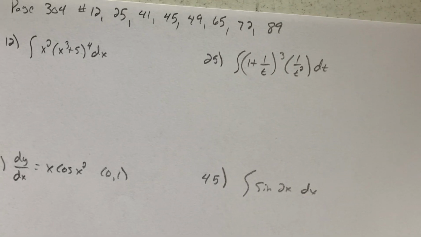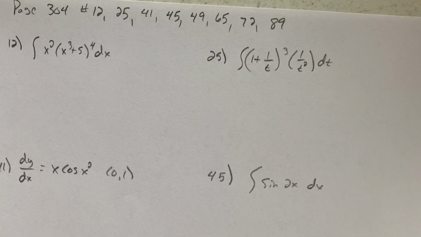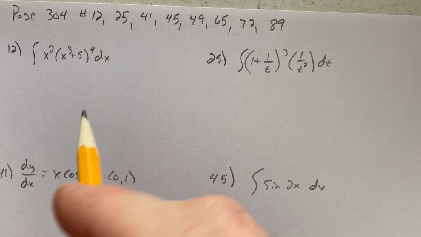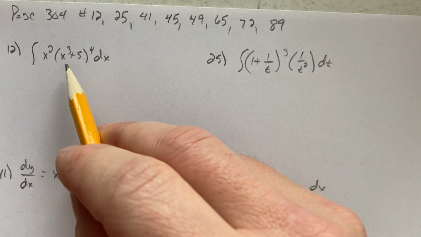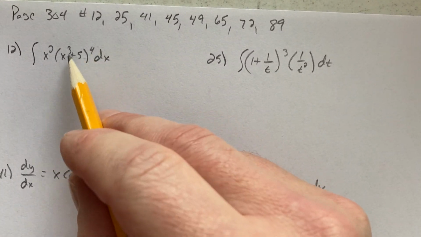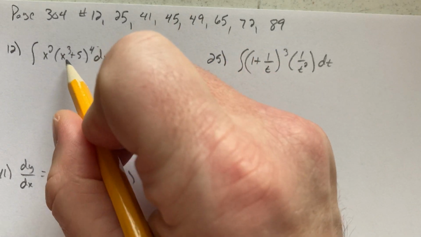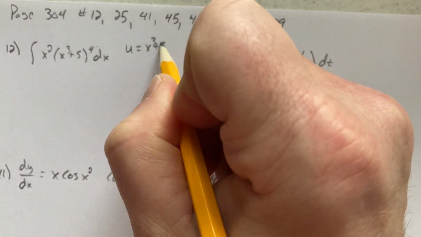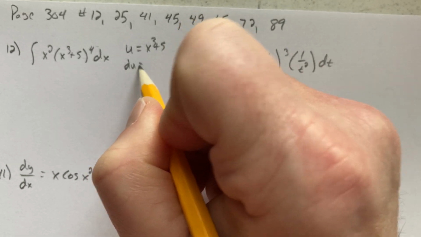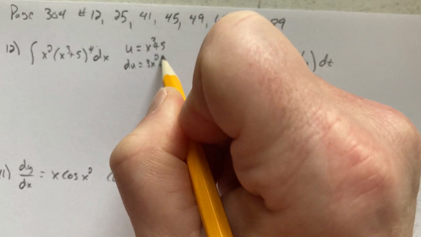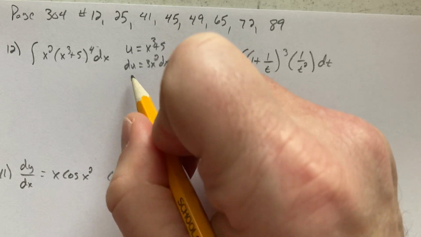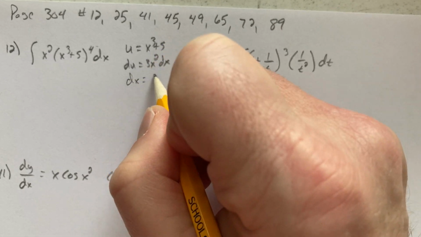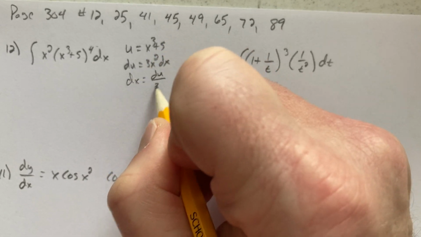All right, these are the answers to page 304, which is the U sub work. And so when you do a U sub, you're always looking for a function that's inside of another. That function that's inside is going to be our U. So this x cubed plus 5, that's what we're going to make the U. Then we take the derivative, which will be 3x squared dx. And then if we divide that over, then dx will be du divided by 3x squared.